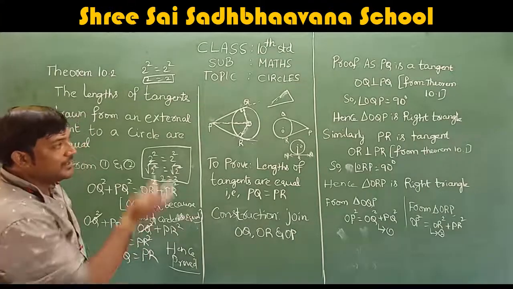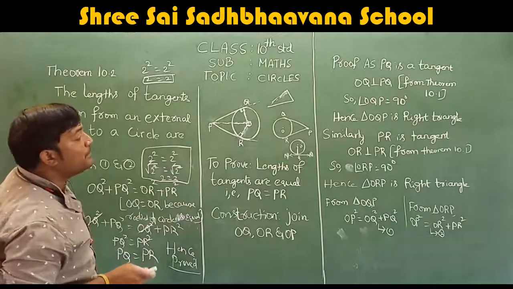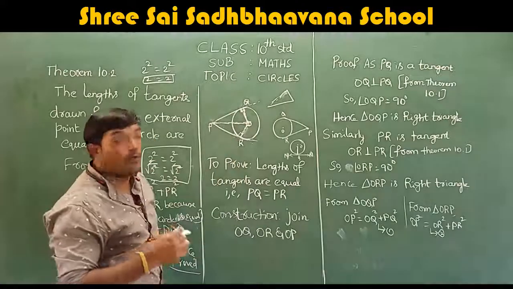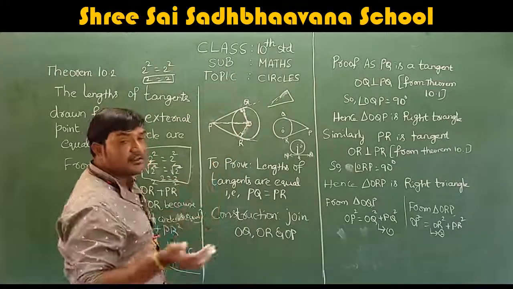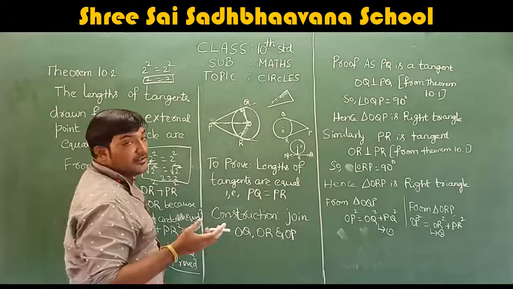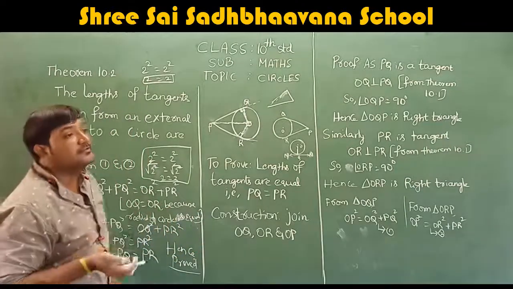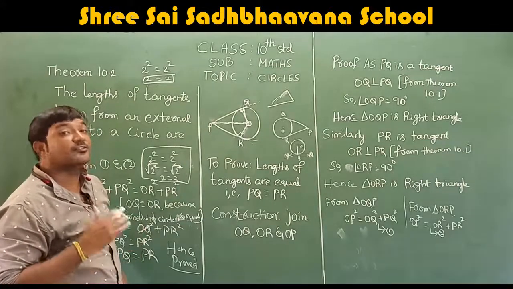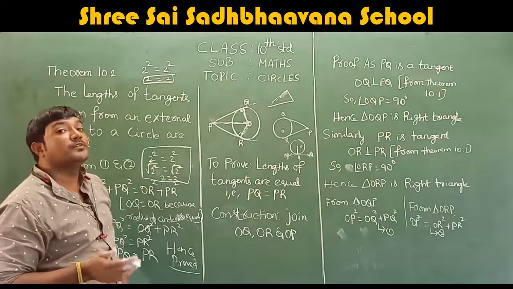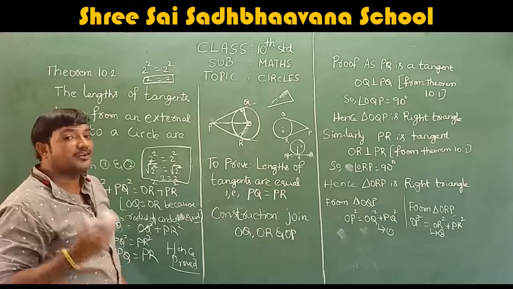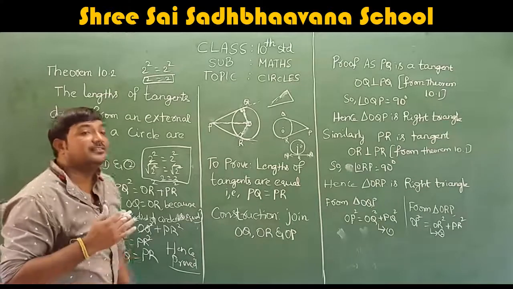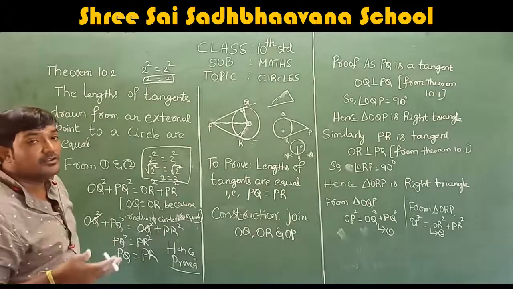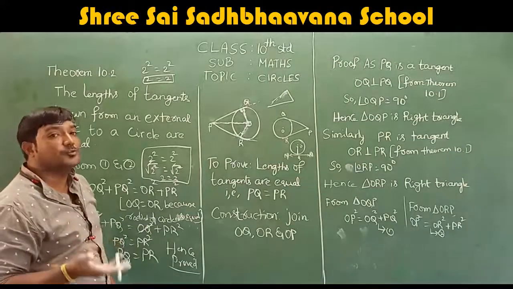So from triangle OQP, let me take the first triangle OQP, OP square, which is the longest side in this triangle OQP, which is OP, right? So OP square means hypotenuse. What is the Pythagoras theorem, guys? You might be knowing this statement of Pythagoras theorem. In any right angle triangle, the square of the hypotenuse is equal to the sum of the squares of the other two sides. I'll repeat the statement. In a right angle triangle, the square of the hypotenuse is equal to the sum of the squares of the other two sides.